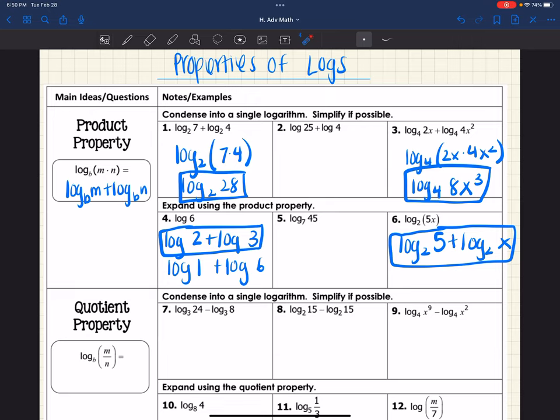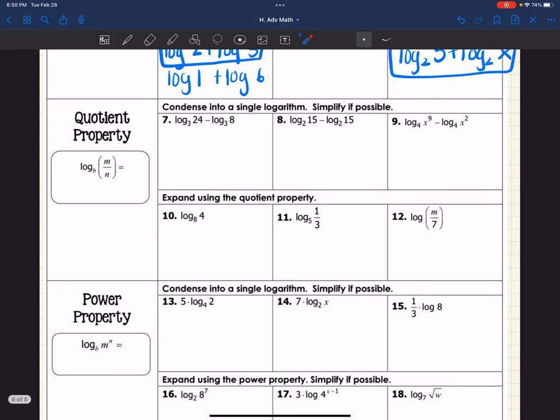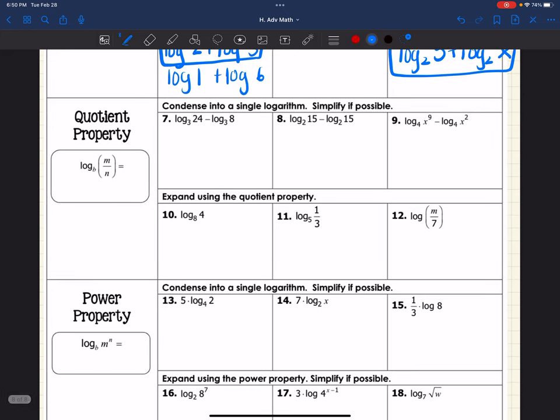Let's go ahead and try the quotient property now. By the way, you guys are expected to finish the rest of these and then ask me on Thursday if you have questions. So what is the quotient property? The quotient property tells you this. When you have log base b of m divided by n, this is equivalent to log base b of m minus log base b of n. So it's equal to taking the 2 logs and subtracting them.